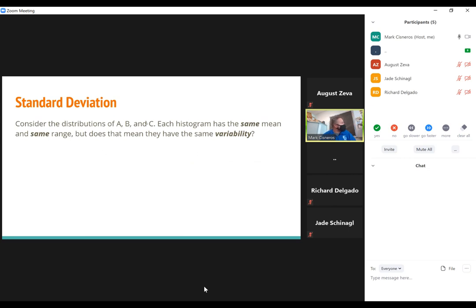So look at the distributions of A, B, and C. Now we're going to look at it on a histogram for the standard deviation. Each histogram has the same mean and the same range. So they have the same average and the same distance from the minimum to the maximum. Same distance for all 3 of them. But does that mean they have the same variability? Variability is another word for how much it's spread out, the standard deviation.